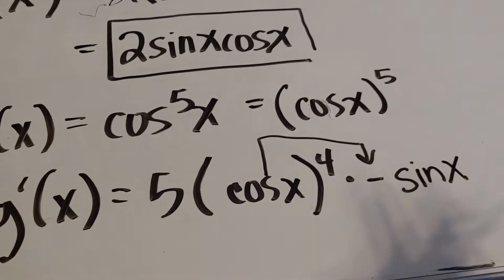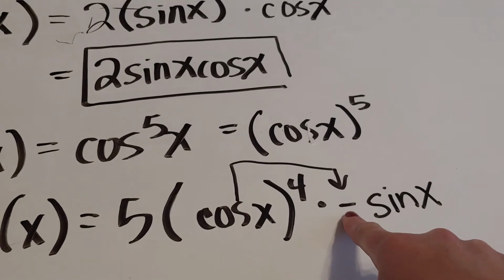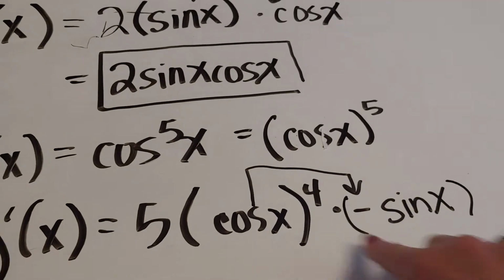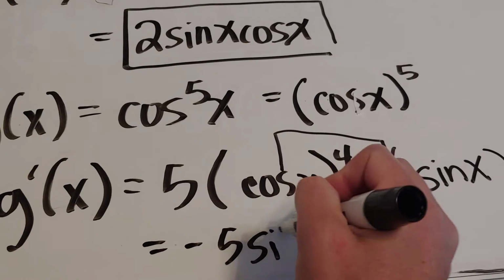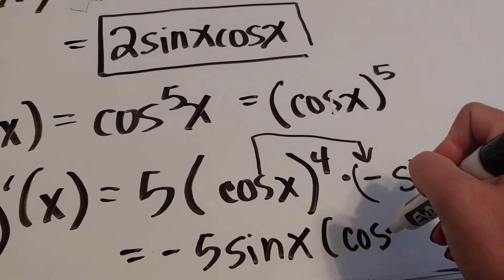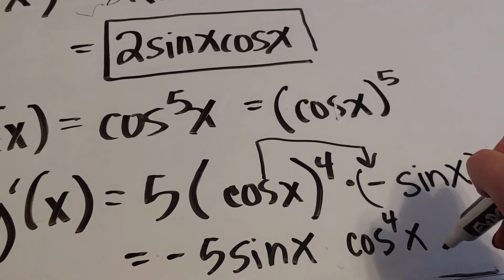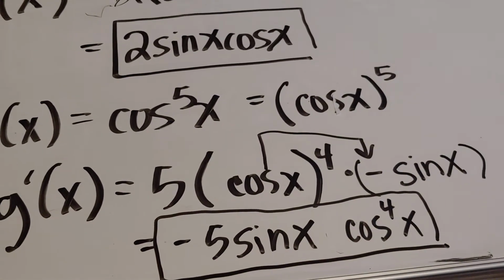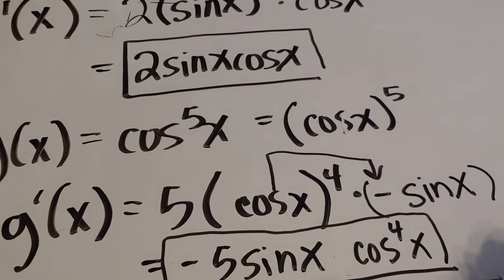Now, super important. Sometimes students space out during the problem and they think this means subtraction. Yeah, no, this is multiplying by a negative sine x. Okay, so I'm going to throw that to the front. We're going to call this negative 5 sine x cosine x to the 4th, or if you want to switch back to trig notation, you could do it either way. There's our derivative.